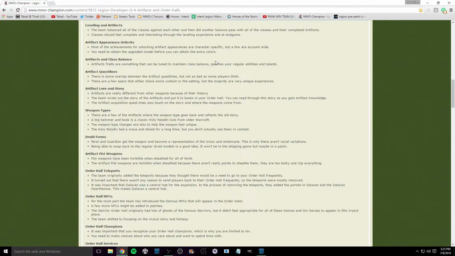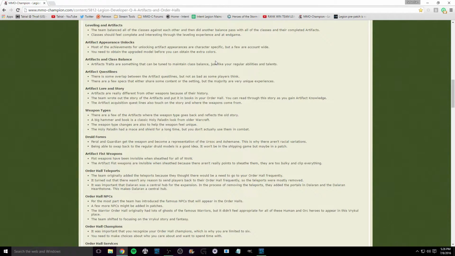Team balanced all the classes against each other and did another Legion balance pass with all the classes and their completed artifacts. So it's good that they're keeping in mind that the classes need to be able to play well without all the artifacts. I can tell you from experience playing on the Legion Beta and the Legion Alpha, they are definitely not hitting that mark because, for example, Protection Paladins, Avenger's Shield does absolutely nothing defensively until you get the artifact trait. It has no benefit whatsoever besides just being cool and being DPS, but it will not help keep you alive until you get the complete artifact.